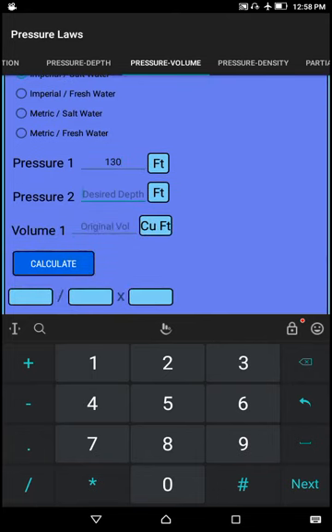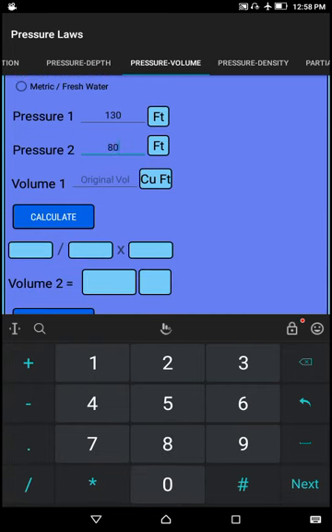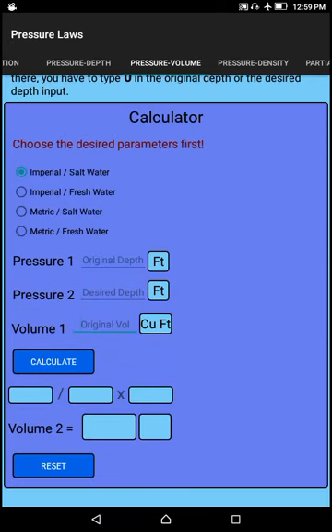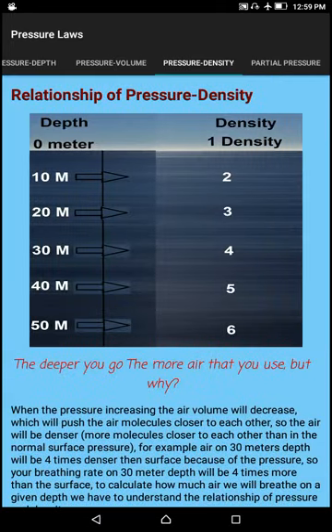Second depth where I won't take that air, it will be 80 feet. The original volume is 5 cubic. Calculate will give me the new volume is 7.21. Okay, so I will reset because I don't need it at the moment. We will check this, the third one, the relation of pressure and density.